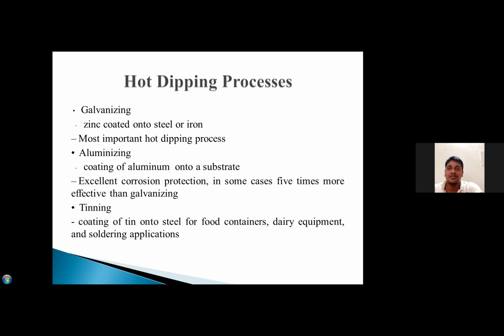There are several types of hot dipping process: galvanizing, aluminizing and tinning. Galvanizing is nothing but coating of zinc onto steel or iron parts. Aluminizing is nothing but coating of aluminum onto the substrate. This gives excellent corrosion protection, in some cases 5 times more effective than galvanizing. Tinning is nothing but coating of tin onto steel for food containers, dairy equipment, and different types of soldering applications.